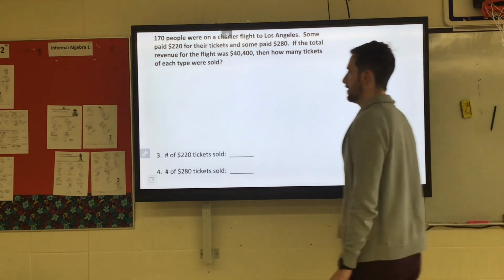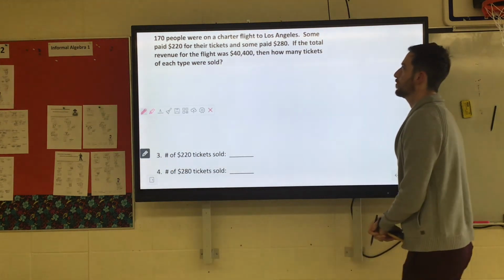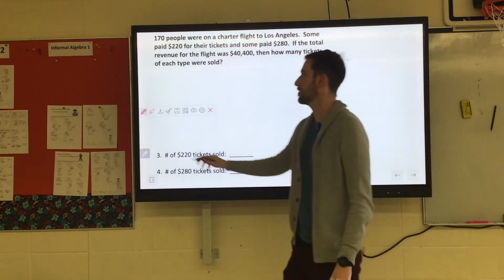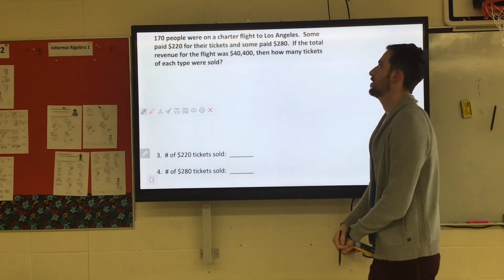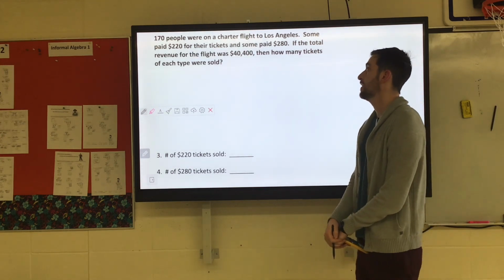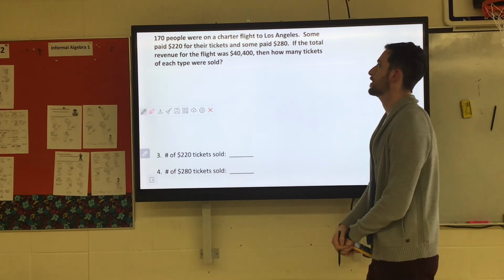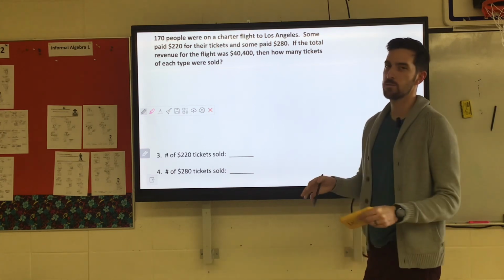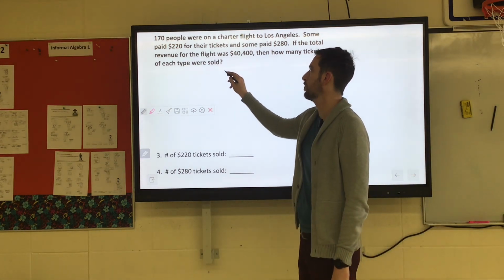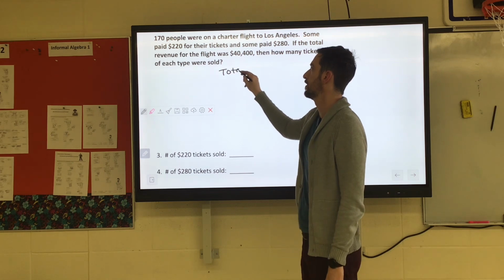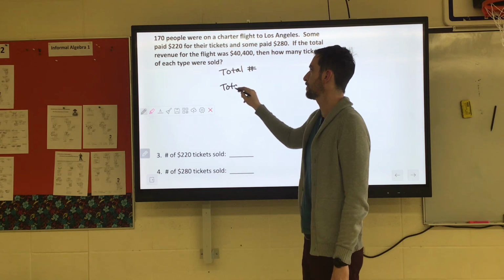Ooh, this is where it gets tough though. 170 people were on a charter flight to Los Angeles. Some people paid $220 for their tickets, and some paid $280. If the total revenue for the flight was $40,400, then how many tickets of each type were sold? So here's what I like to set up when I'm doing these story problems. I like to set up two equations, one with the total number, and then another one with the total value.